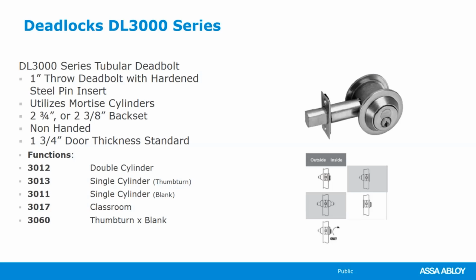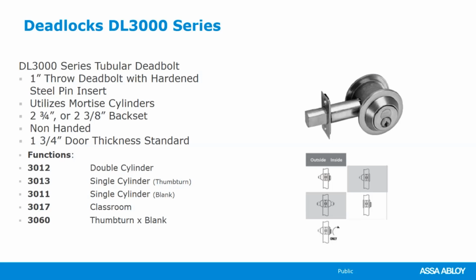The same basic functions. The 12 function is a double cylinder. The 13 function is our single cylinder. Our 11 function is our single cylinder by blank. Our 17 function is our classroom. It retracts, does not project. And our 60 function is our thumb turn by blank.